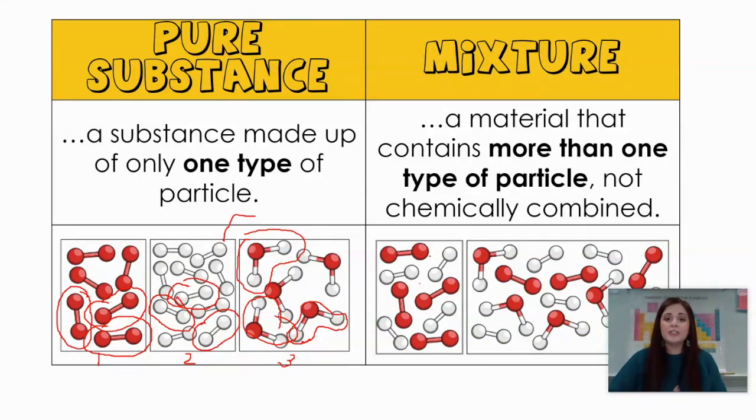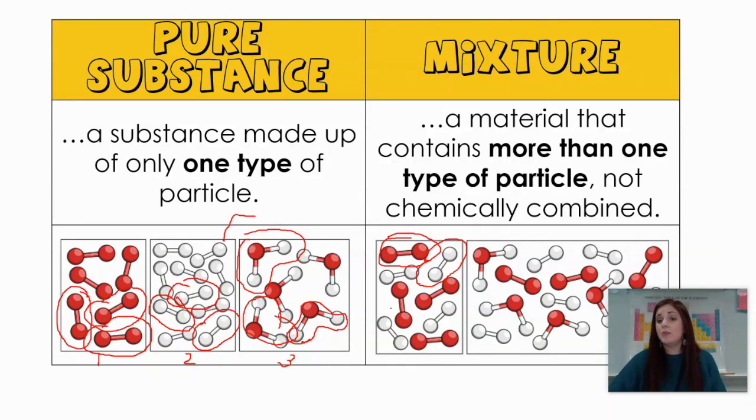So if I consider the substances in this beaker, it looks like I have this type of particle, but then I have this type of particle. These particles are two different types of particles, and they are not bonded to one another. They simply exist next to one another. That would be an example of a mixture. These two types of particles are mixed together.